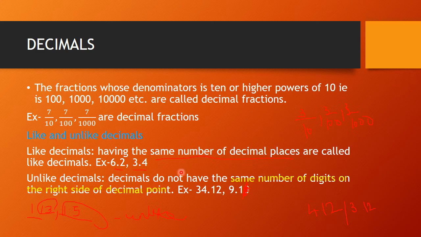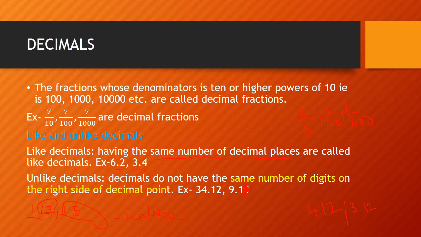So here why is it unlike? Because 34.12, to the right side of the decimal point, which is after the decimal point, has 2 decimal places, and 9.1 only has 1 decimal place. So that's why it becomes unlike decimals. Now one more example, 1.13 and 1.5. In 1.13 you observe that after the decimal point we have 2 digits, and in 1.5 we only have 1 digit. That's why they are called unlike decimals.